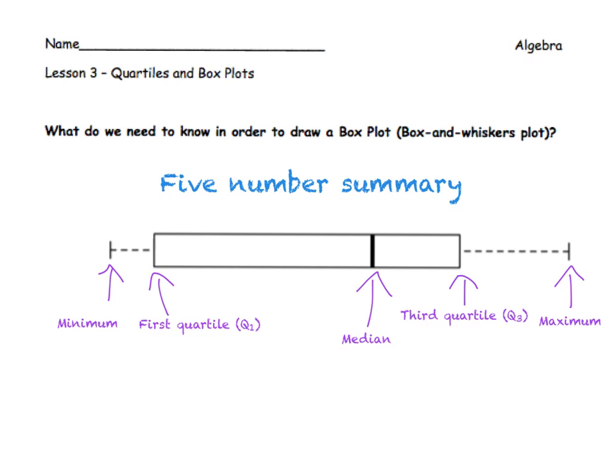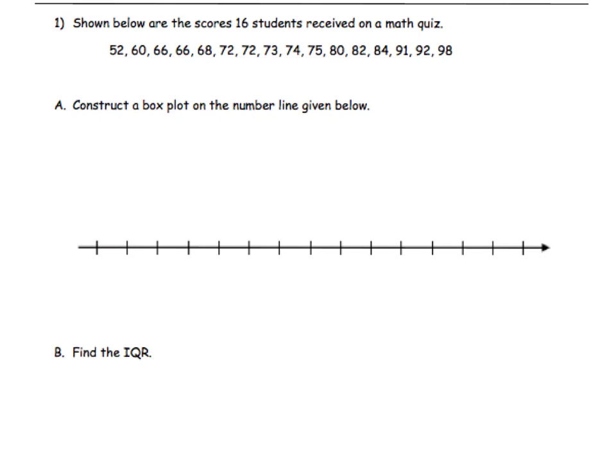These are quartiles because they cut our data into quarters. In other words, each part of our box and whisker represents 25% of our data. This first problem gives us 16 scores students received on a math quiz and asks us to construct a box plot on the number line given below.